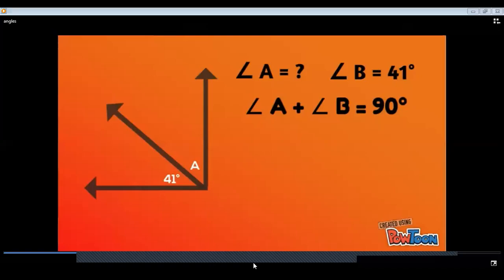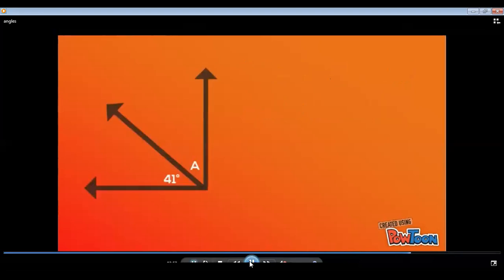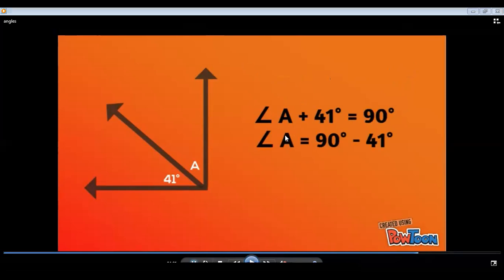Now, angle A plus angle B is equal to 90 degrees. What should be the next step? We know that angle B is equal to 41 degrees, and angle A is missing. We put the value in, and it is equal to 90 degrees.